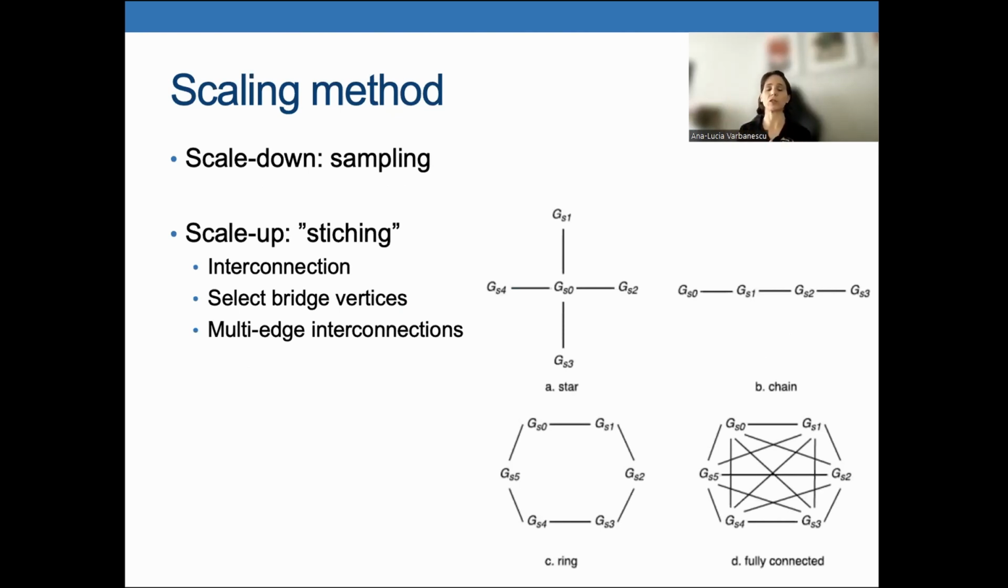It means we take the graph for scaling down, we take a sample of the graph based on existing sampling algorithms that are analyzed and guaranteed to preserve certain properties. For scaling up, we generate a set of samples from the original graph, and then we stitch them together by using different interconnection strategies, different bridge vertices, so by linking these different samples or subgraphs at different points, and potentially by looking at multi-edge interconnection. So interconnecting, say, two nodes between two different samples.